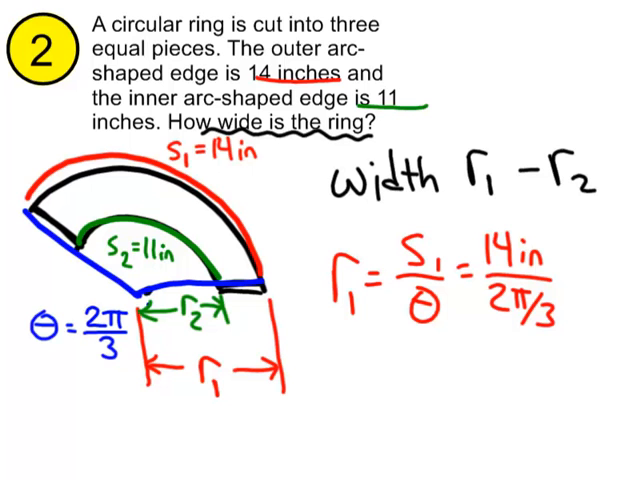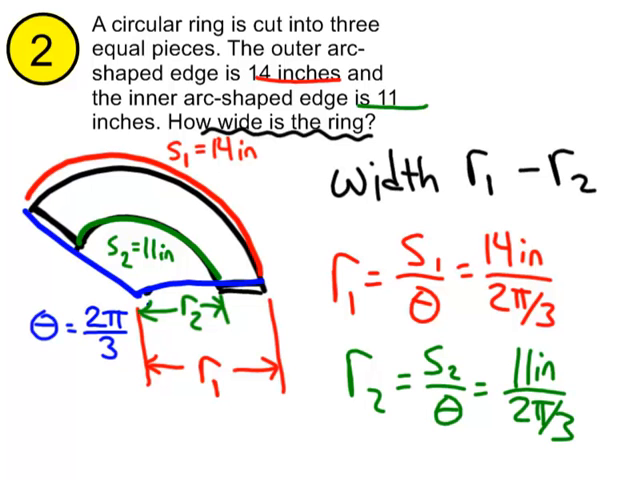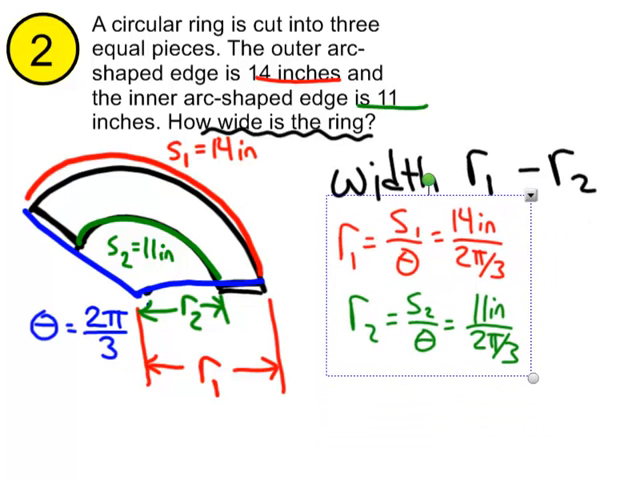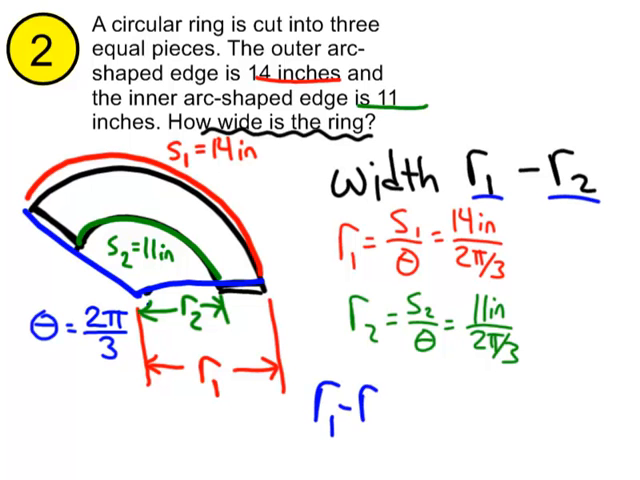Up here, I'm going to real quickly do a similar equation for the inner radius. R2, of course, is going to be S2 divided by theta, which equals 11 inches over 2 pi over 3. And the reason I decided to hold off is I can save a little bit of time by saying that the width I'm looking for, R1 minus R2, is going to be 14 inches over 2 pi over 3 minus 11 inches over 2 pi over 3.